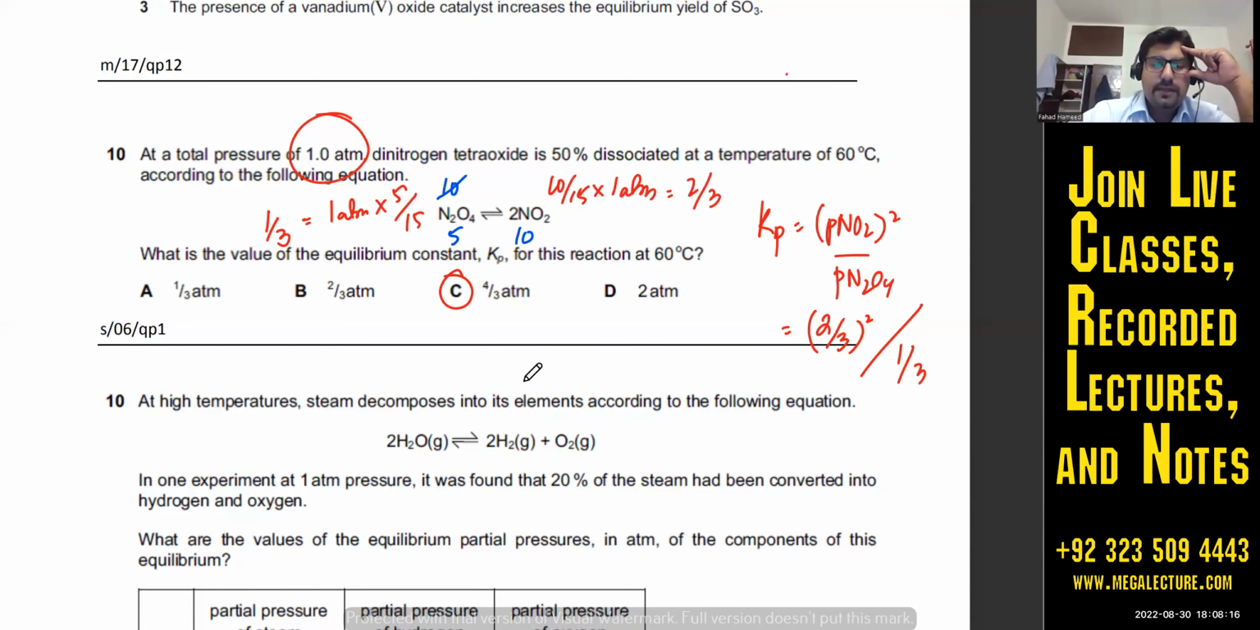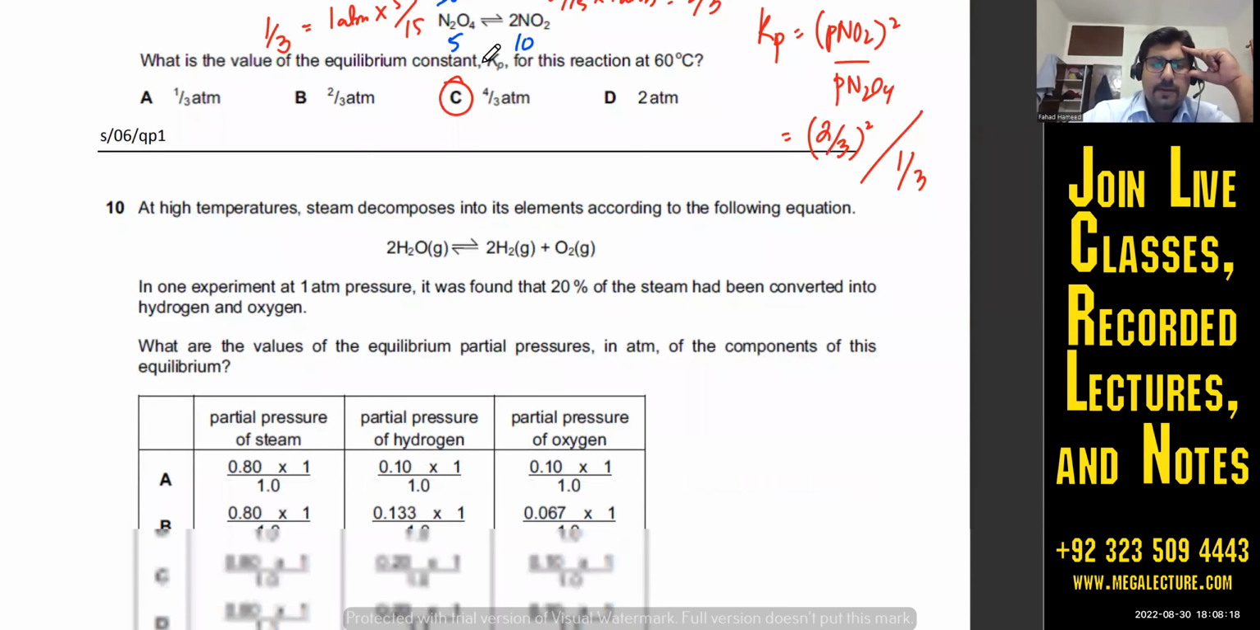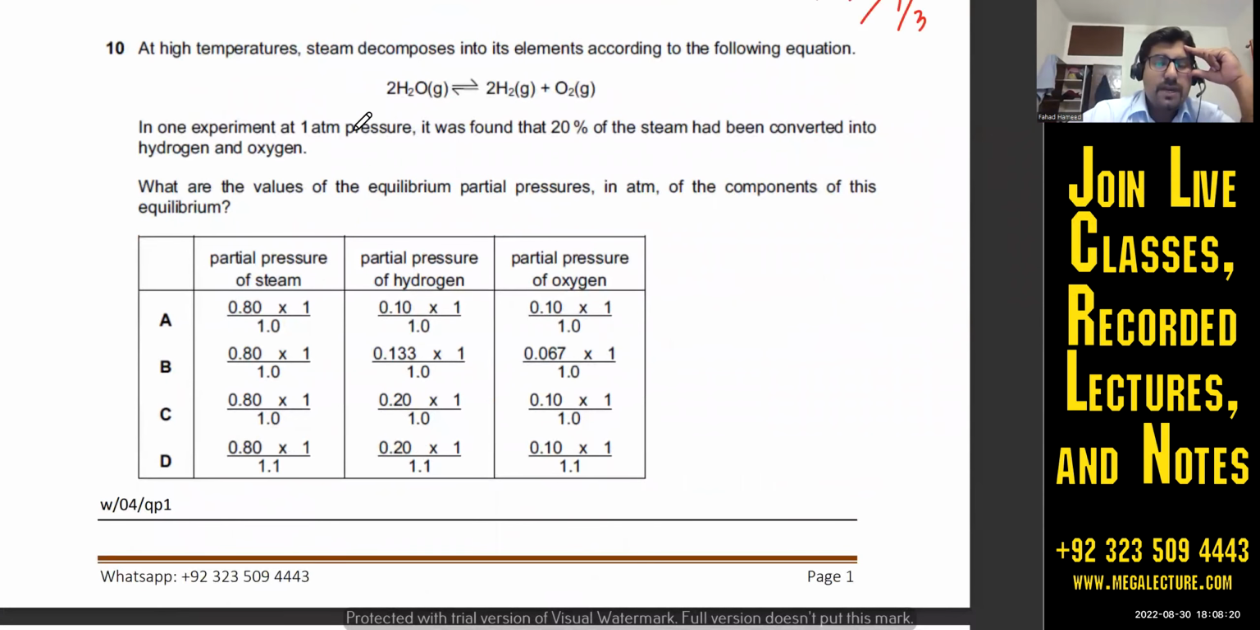अच्छा, एक और question, same one. He says 1 atmosphere pressure, that's the total pressure. 20% of the steam had been converted, so 20% of the steam reacts. तो अगर मैं start करता हूँ 10 moles से, what is 20% of this? That's 2. पीछे कितना रह गया? 8.